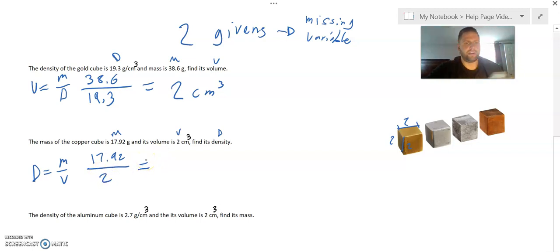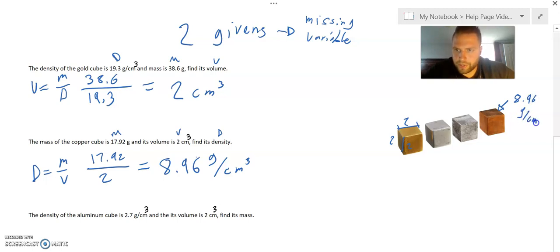Let's take out our calculator. Let's punch these guys in now. 17.92 divided by 2 gives us a density of 8.96. And what should the units be? Grams per centimeters cubed. So this copper cube here we can label as a density of 8.96 grams per centimeter cubed.